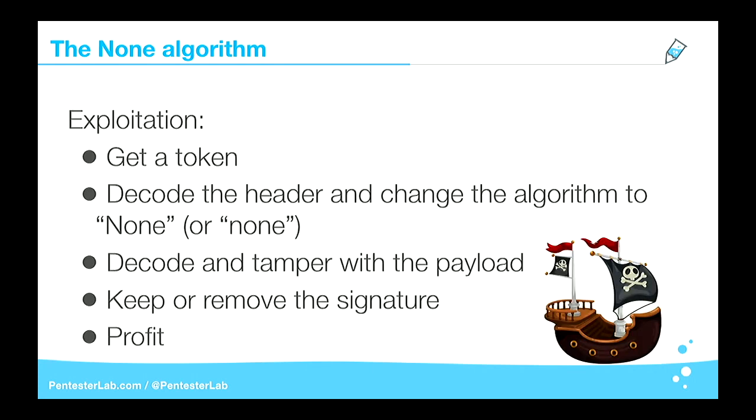So exploitation, you get a token, you decode the header and change the algorithm to none or None, depending on the backend, because some support none with uppercase N, some need everything lowercase. I think the RFCs say you should support everything, but yeah. And then you decode and tamper with the payload, and then you keep or remove the signature. Depending on the implementation, you may need to remove the signature, or you can just keep it. You need to try. And then you profit.